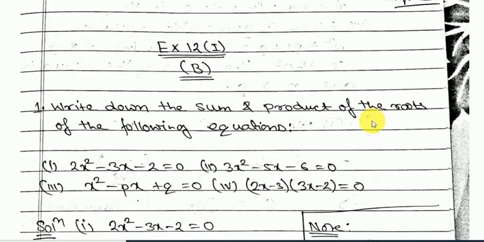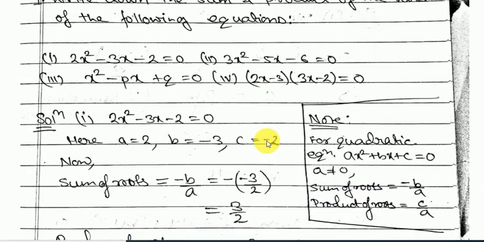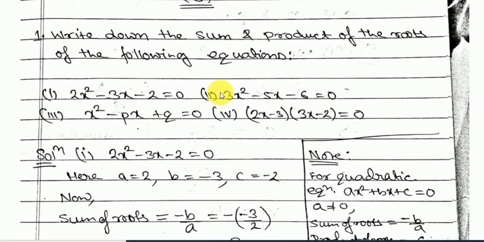Okay, children, so in the previous video we had stopped over here, so let us proceed now. Now exercise 12.1b part. Okay, so the first question is: write down the sum and product of the roots of the following equations. Here quadratic equations are given to us and they want us to write the sum and the product of the roots for each quadratic equation.